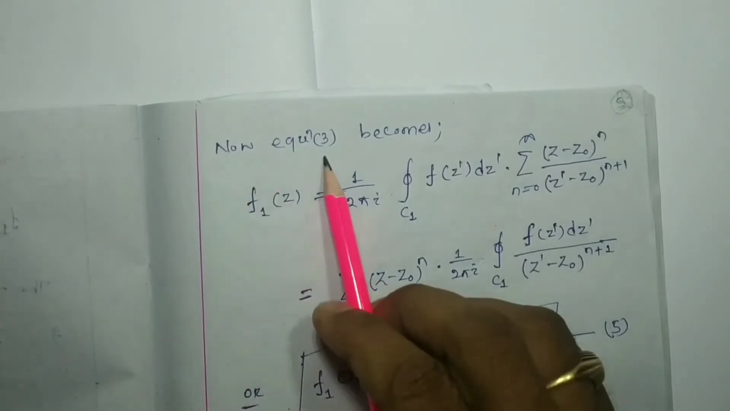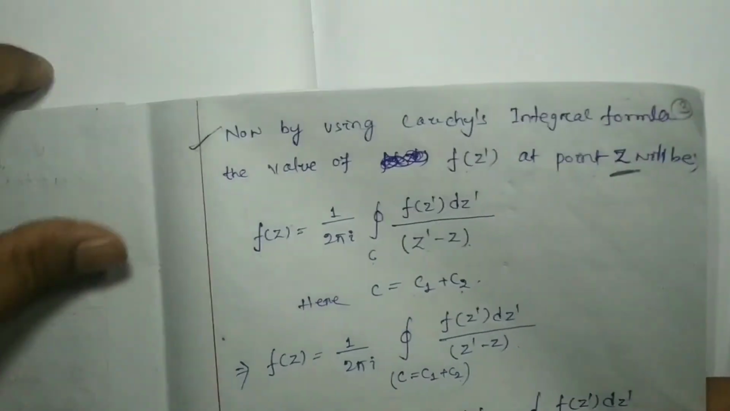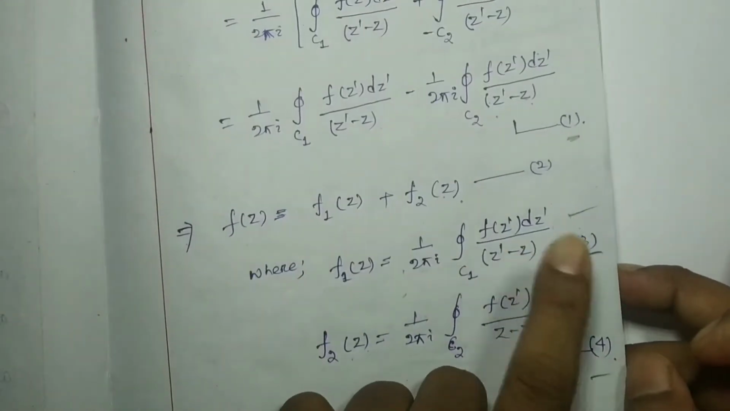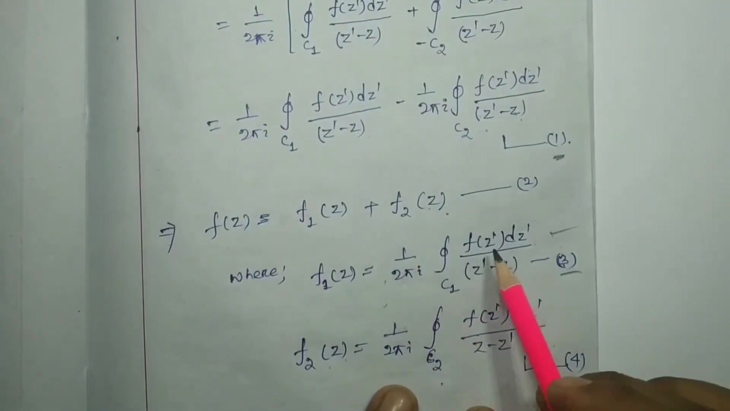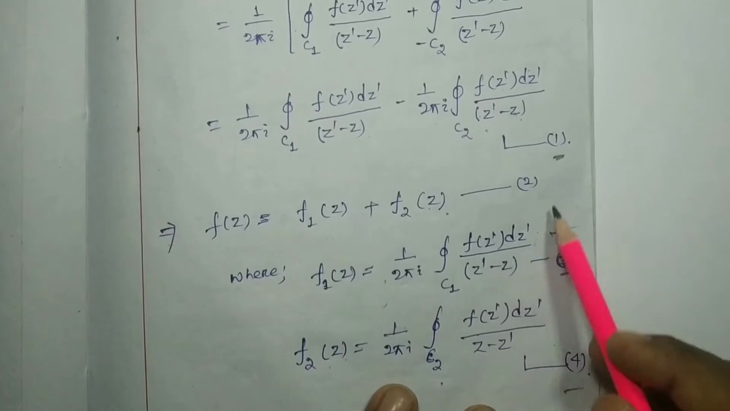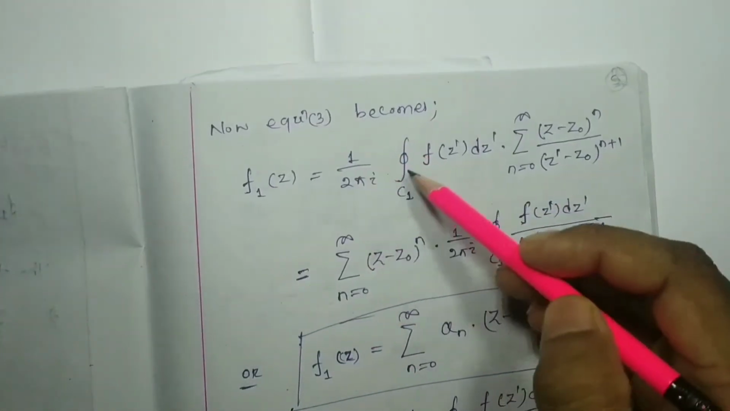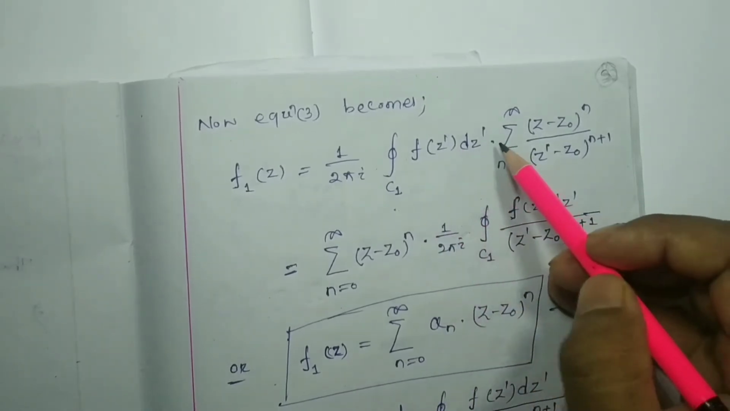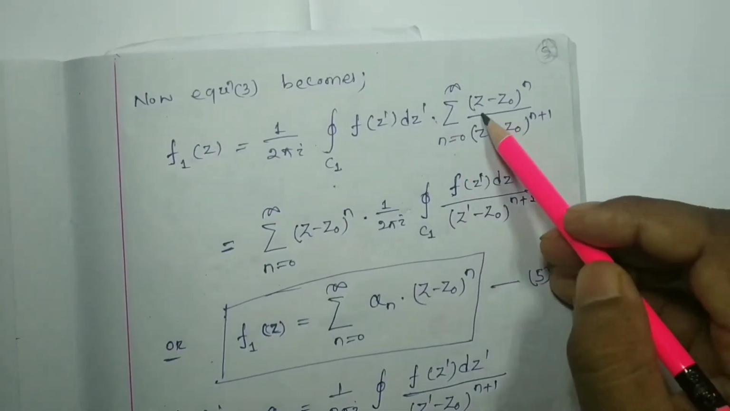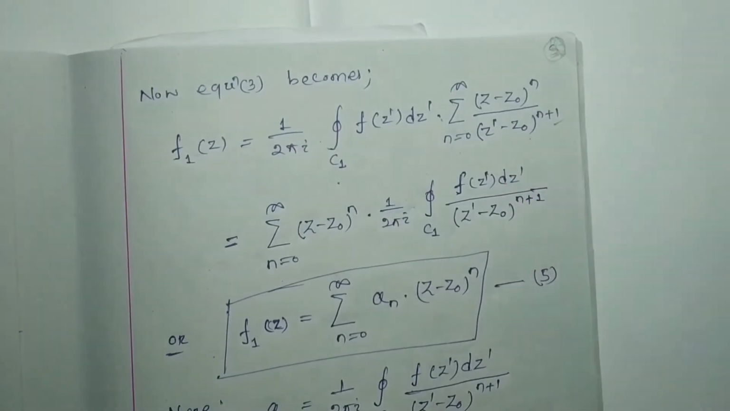Now equation number 3 becomes f1, which is nothing but 1 by 2 pi i times the integral of f(z') dz' into 1 by (z' minus z). So we have to just substitute the 1 by (z' minus z) we found into equation number 3. We get 1 by 2 pi i closed integration over C1 of f(z') dz' into the summation over n equal to 0 to infinity of (z minus z0) to the power n by (z' minus z0) to the power n plus 1.